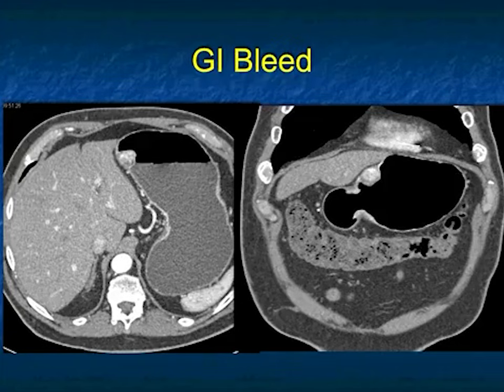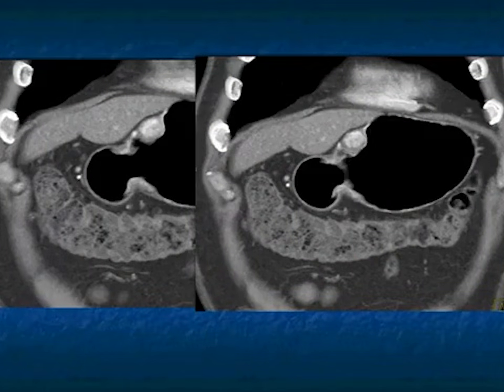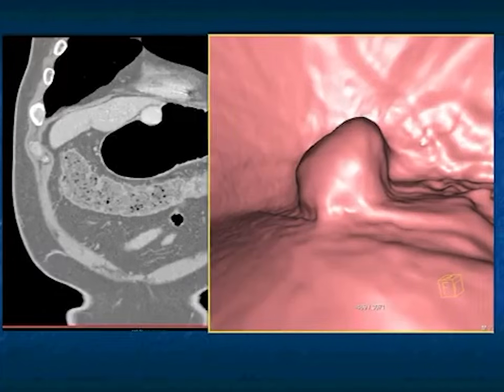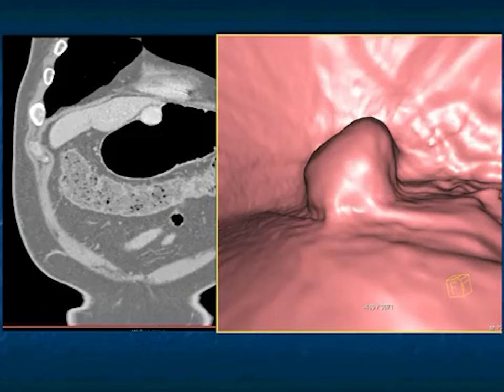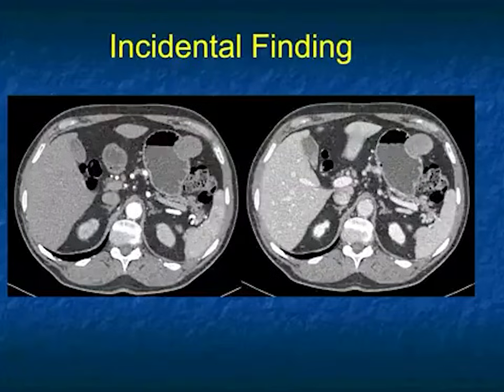GI bleed. There's a mass in the stomach. It's enhancing. It's submucosal. Could be a met in theory. Could be a glomus tumor. Could be ectopic pancreas, though usually it wouldn't be submucosal. Could be a leiomyoma. There it is again, protruding in the lumen on the virtual images of the stomach. And this was a glomus tumor. Again, submucosal enhancing. Glomus is in your differential.